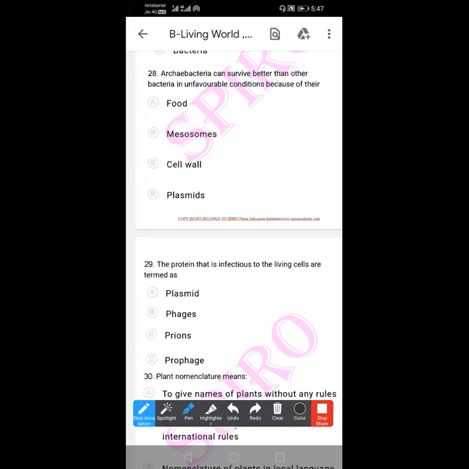Dear students, question number 28. Archaebacteria can survive better than other bacteria in unfavorable condition because of their food, mesosomes, cell wall, plasma. So the correct answer is cell wall. How? The cell wall of Archaebacteria is different from the Eubacteria.